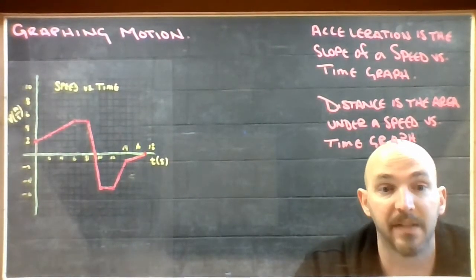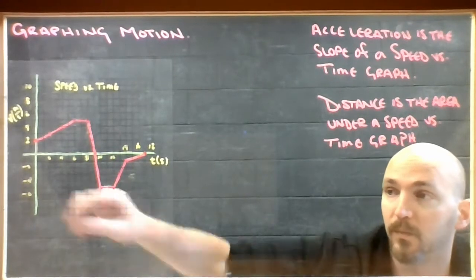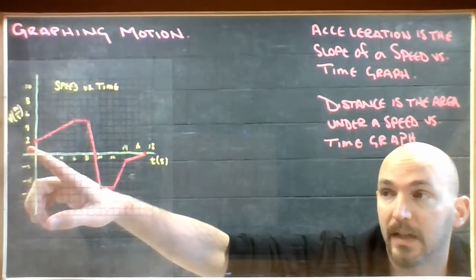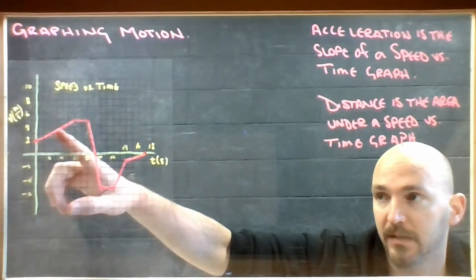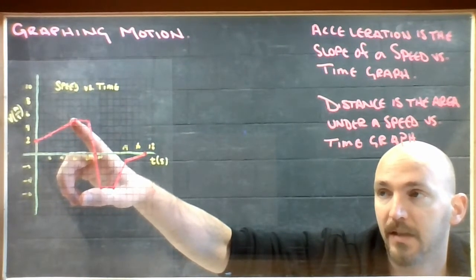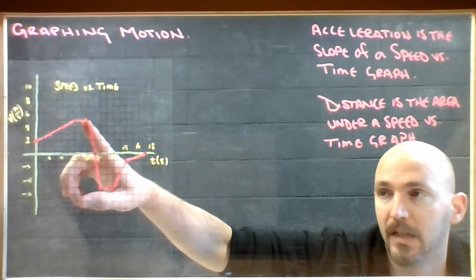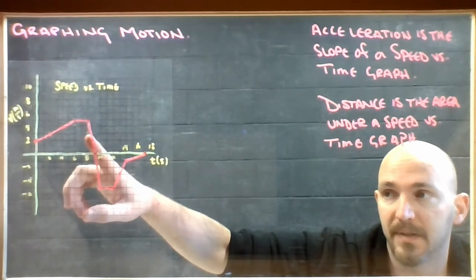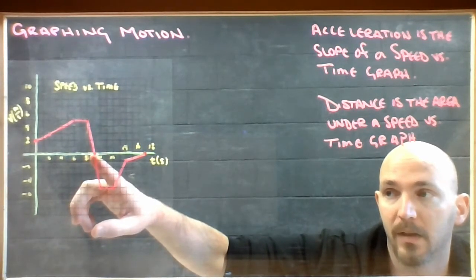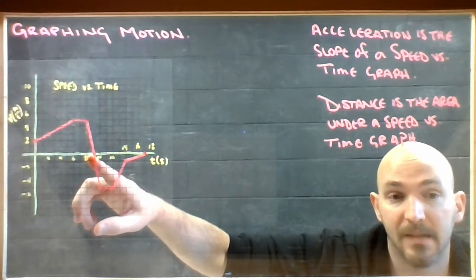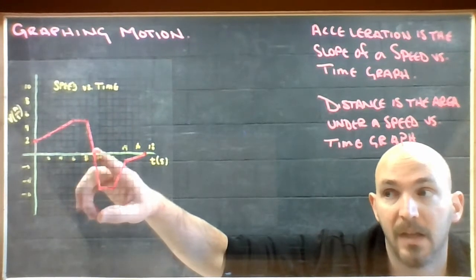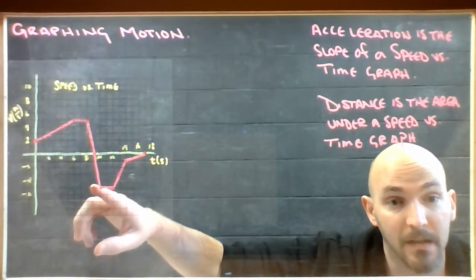I have a very busy graph for this example. We have someone who starts at 2 and then has their speed increase slowly till they reach this speed. Then they cruise for a little while. Then they start to drop in speed, come to a stop. You can see that it's a stop because they have a speed of 0. And then their speed goes negative.